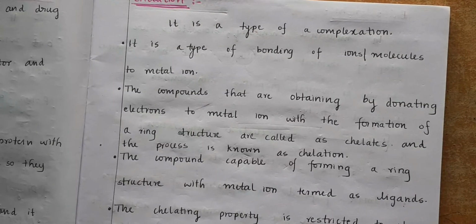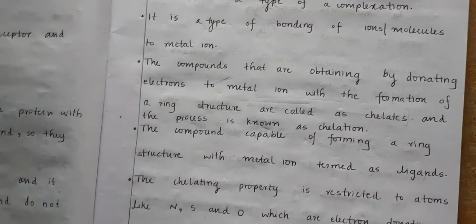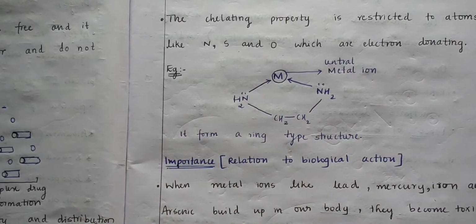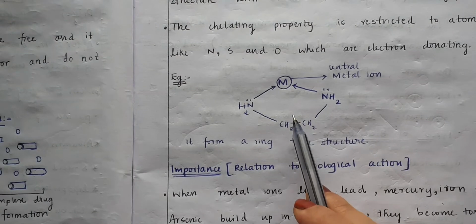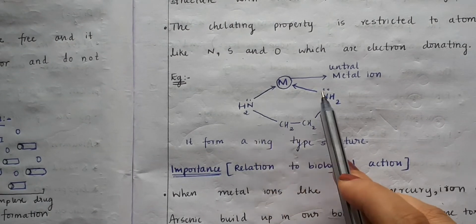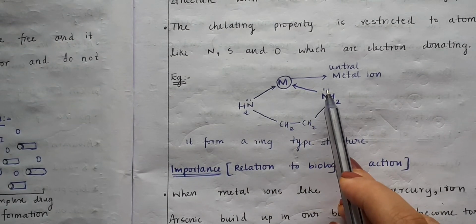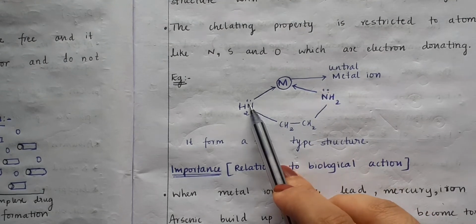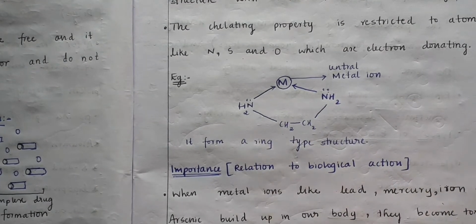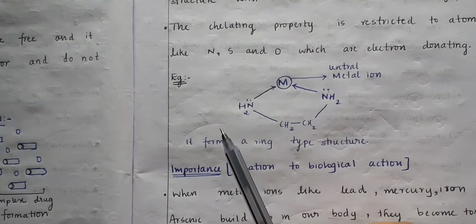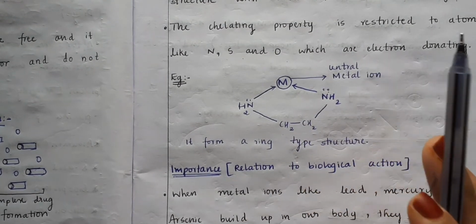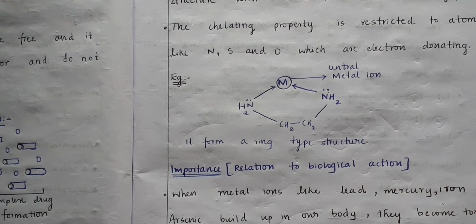Here the ligand has 2 or more donating groups. For example, see here it contains NH2, NH2, CH2, CH. Here the metal ion gets the lone pair of electrons from both sides. From here they get the electrons and from here also they get the electrons. So the metal accepted 2 types of electrons from the same compound. So this type of process is known as chelation and the compounds are called chelates.